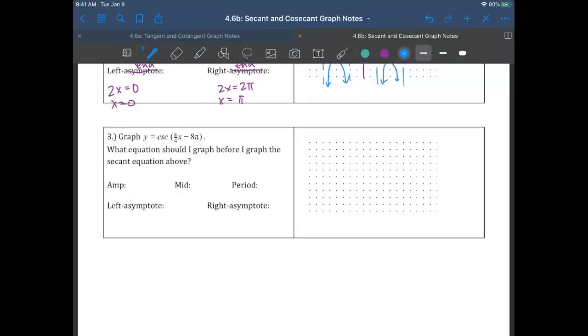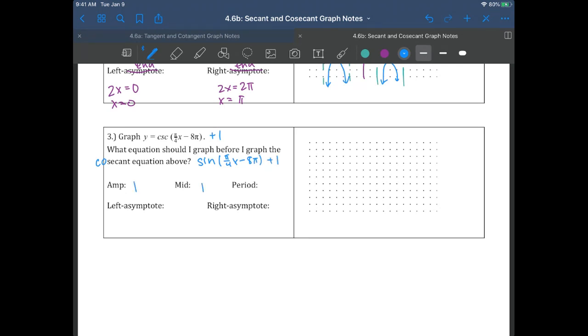All right, so the cosecant of pi over 4x minus 8 pi. I'm going to throw in a wrench and say plus 1. Okay, so I need to graph in the reciprocal of cosecant, which would be the sine of pi over 4x minus 8 pi plus 1. So my midline is 1.